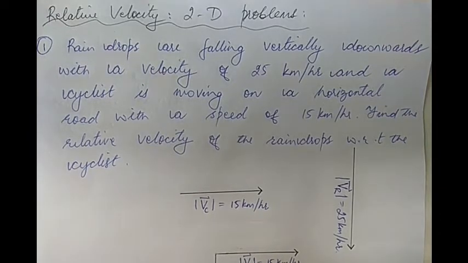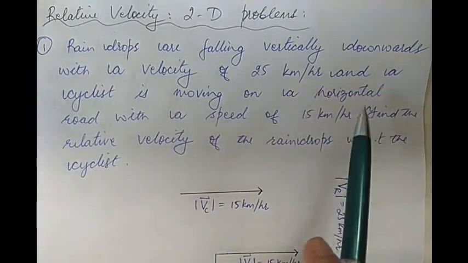we have raindrops falling vertically downwards and a cyclist is moving in the horizontal. Instead of the cyclist, you could have a car. Okay, you can have a man walking on the horizontal with a certain velocity or something like that. So let me read the question for you all.